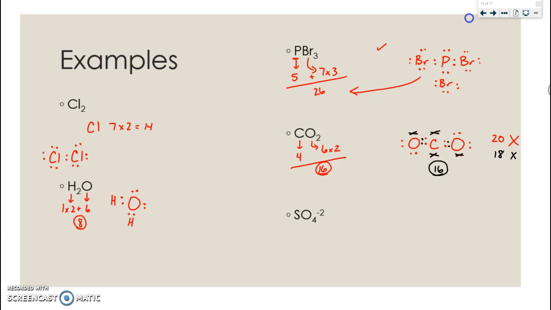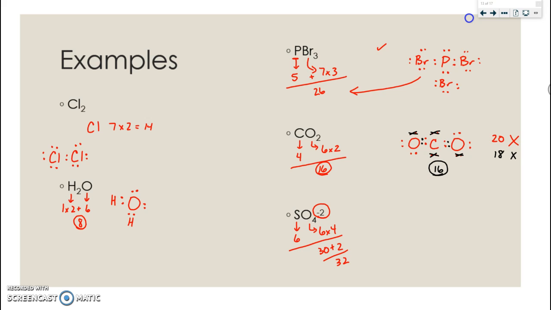We don't really spend a lot of time doing ions, but I do want to do one example. Okay. Sulfur has 6. Each oxygen has 6 times 4. When we add those together, we get 30. But this -2 charge means we have an additional 2 electrons for a total of 32.